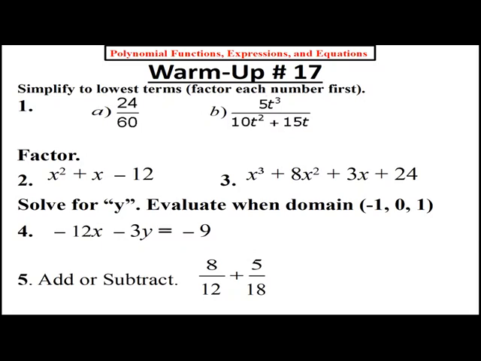For numbers 2 and 3, it says factor. And number 2 reads as follows, x squared plus x minus 12. And number 3 is x cubed plus 8x squared plus 3x plus 24. For number 4, it says solve for y and evaluate when the domain is -1, 0, 1. Number 4 reads -12x minus 3y equals -9. And for number 5, it says add or subtract, and they give us 8 12ths plus 5 18ths.